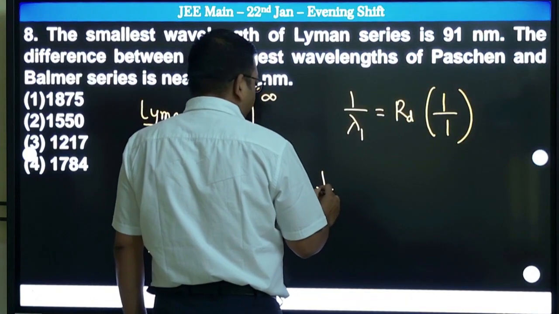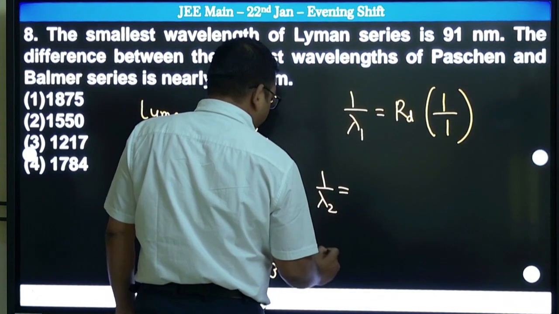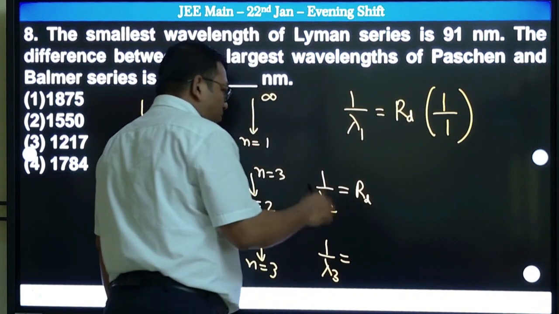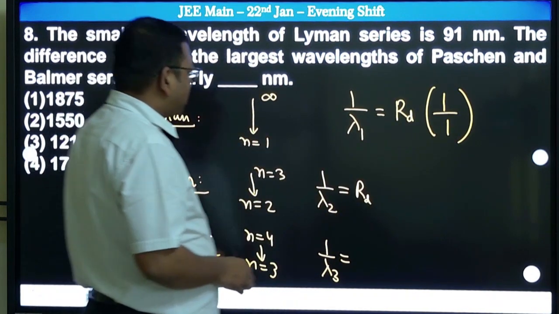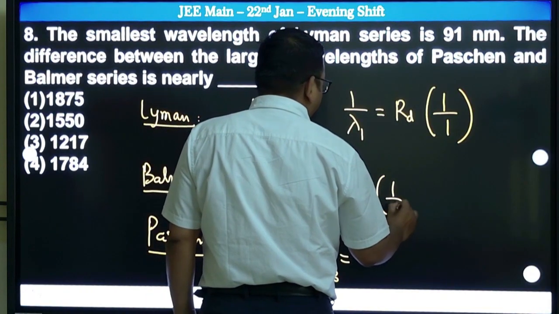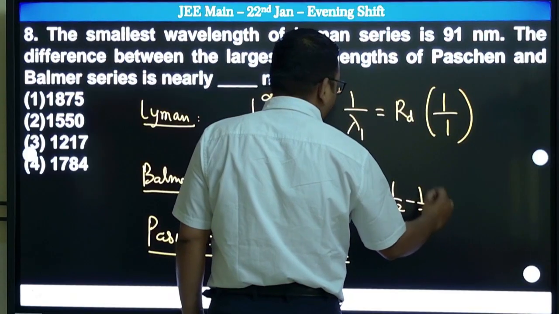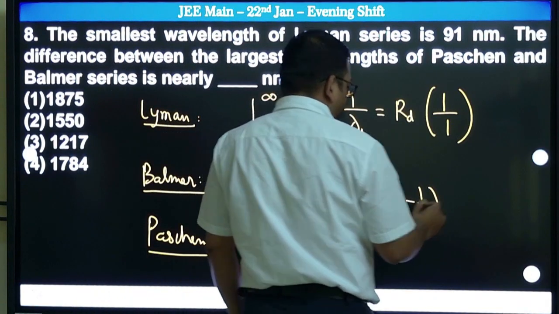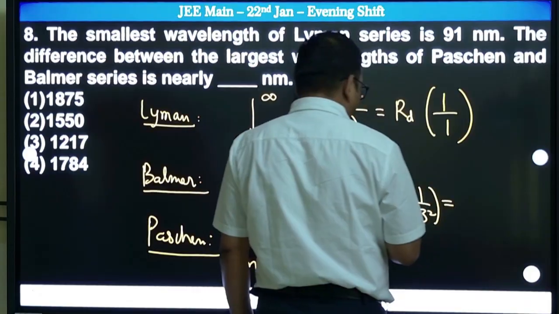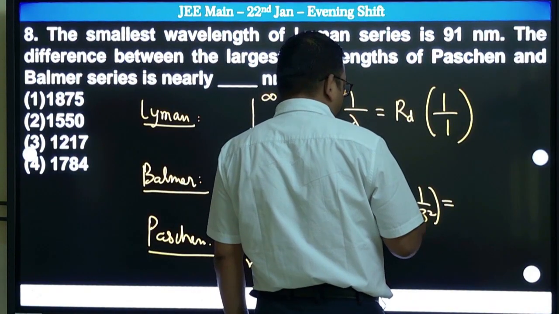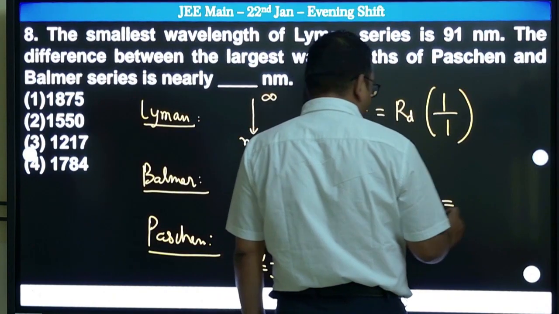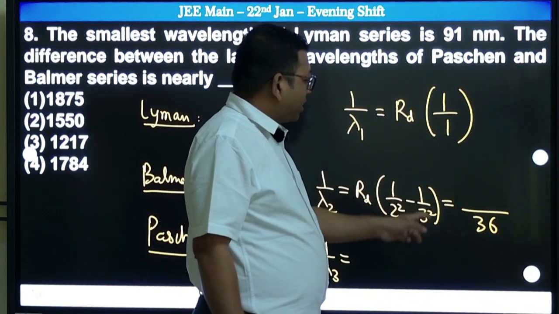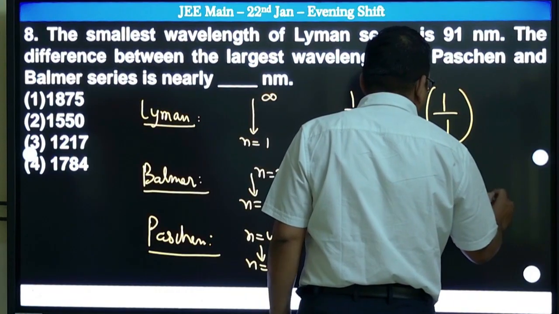Let us write this as lambda 2 and this as lambda 3. This formula is the Rydberg constant times 1 by n1 square minus 1 by n2 square. So this will become 1 by 2 square minus 1 by 3 square. How much will it become? Calculate this. From here this becomes 4 and 9, 4 nines are 36, so you can take 36, and 9 minus 4 is 5, so 5 times the Rydberg constant.